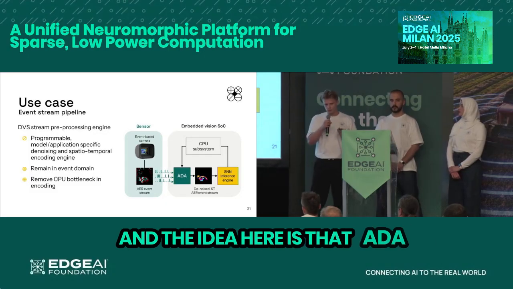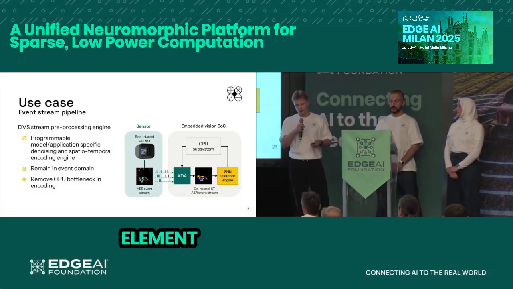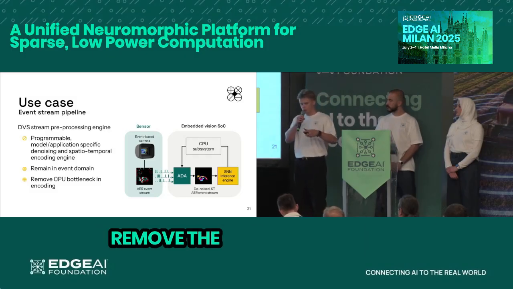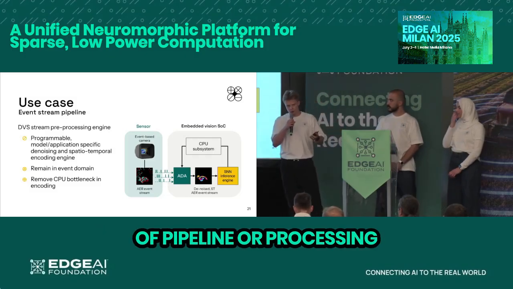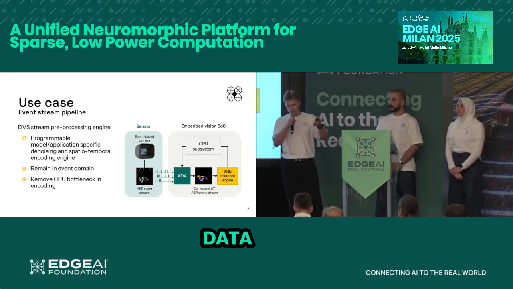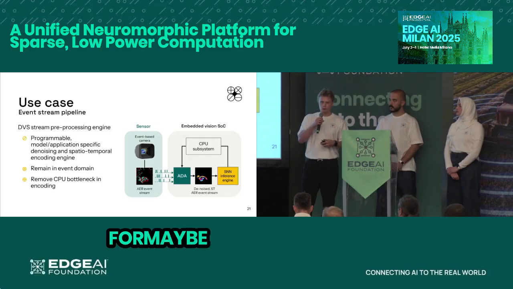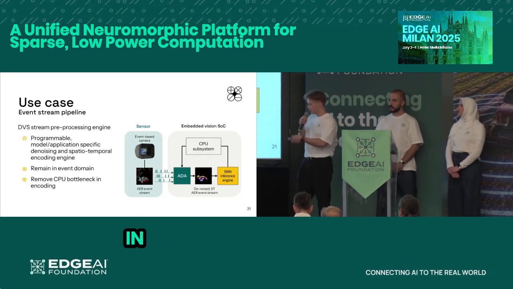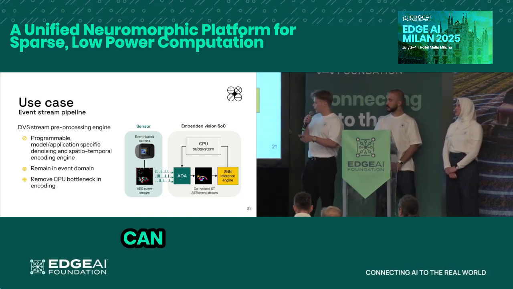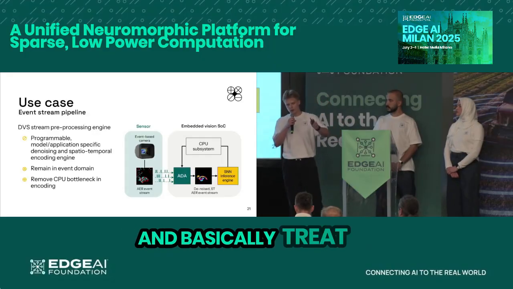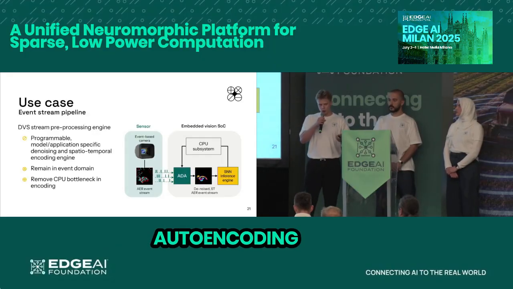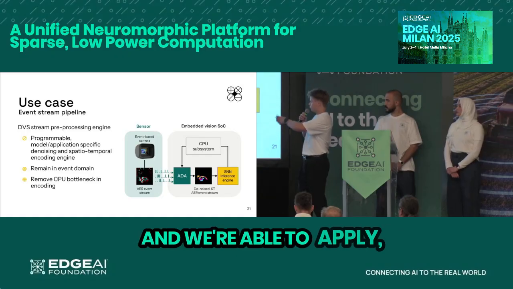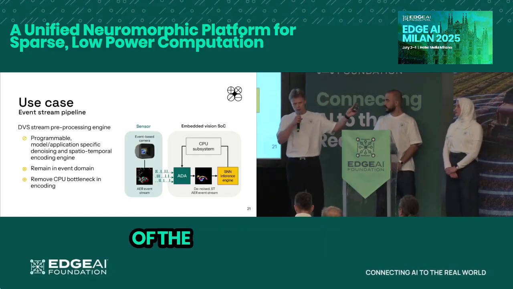The idea here is that Ada is a programmable processing element that can implement denoising and spatial temporal encoding, and remove the CPU from any pipeline or processing within this entire core data flow. Where a certain routine for tensor formatting would be done in, for example, TensorFlow or Spiking Jelly in the case of spiking neural networks, we can apply all of this and treat Ada as a hardware accelerated autoencoding layer. This remains entirely in the event domain within Ada, and we're able to hoist the CPU completely out of the execution process.